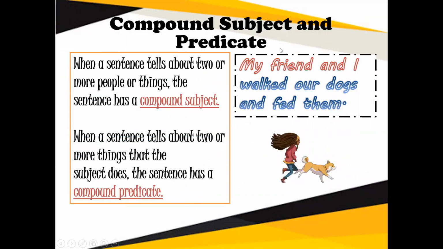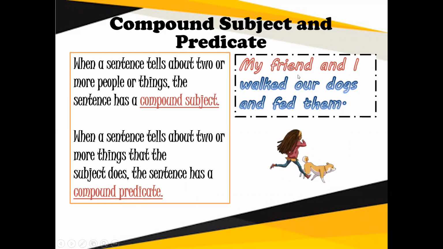Lastly, we go to compound subject and compound predicate. When a sentence tells about two or more people or things, the sentence has a compound subject. Compound means two or more, while simple means one. When a sentence tells about two or more things that the subject does, the sentence has a compound predicate.